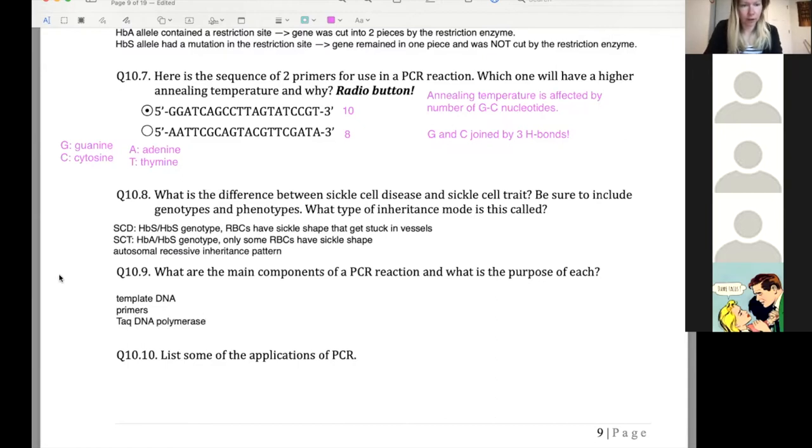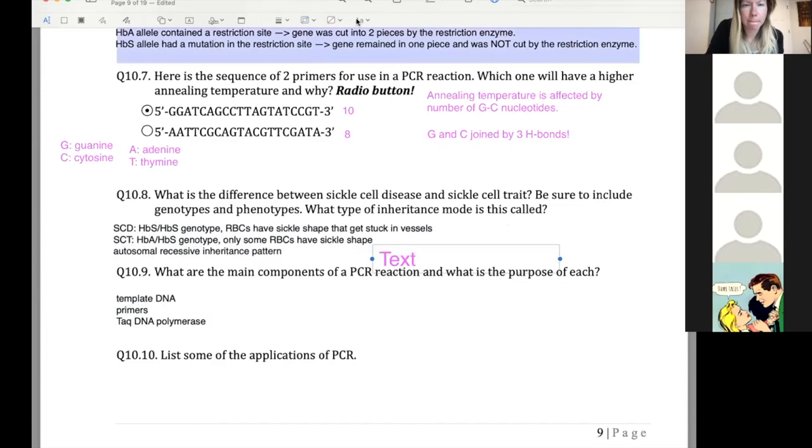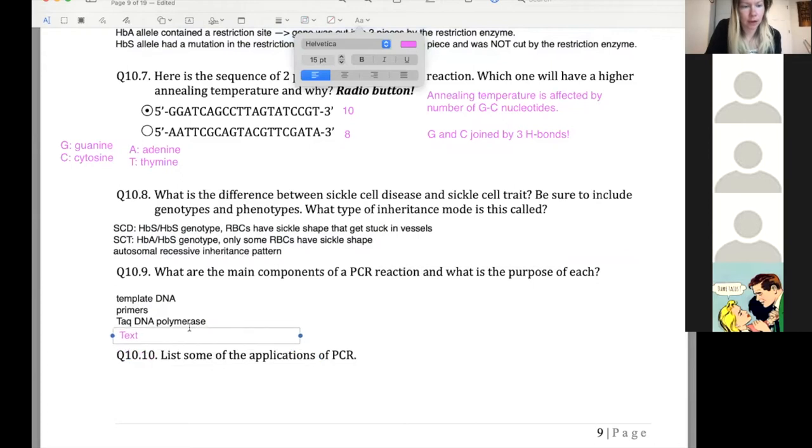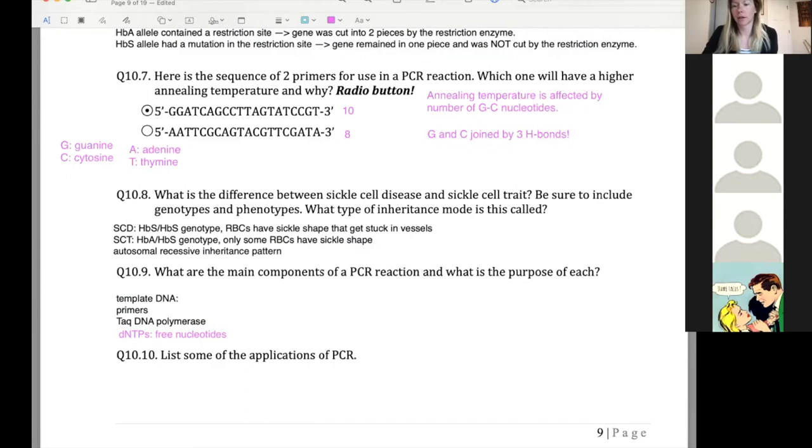And then the last ingredient is the free nucleotides, the NTPs. Yeah, the free nucleotides. So what's the purpose of each of these, just really briefly? The DNA template is the DNA sample to be amplified.